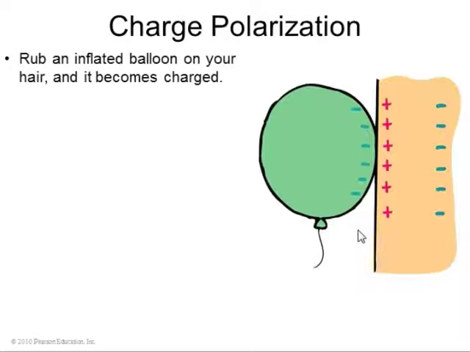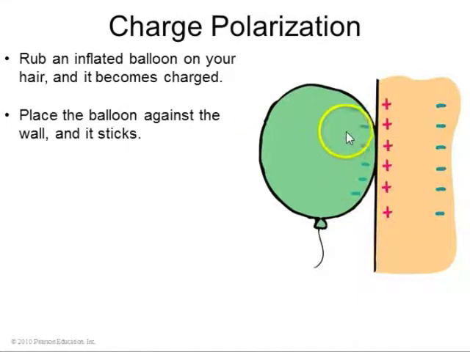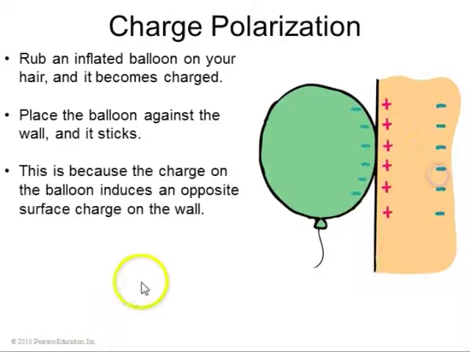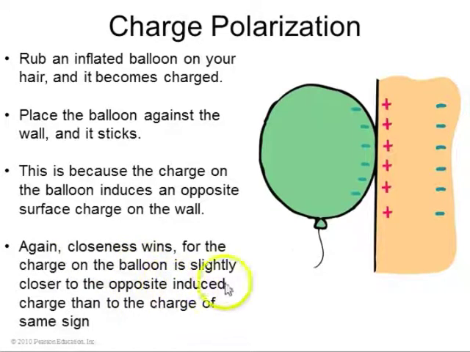And this is why if you rub a balloon against your head, it always is attracted to a wall, because the balloon picks up some charge and then it polarizes the wall. So if the balloon is negative, it pulls positive charges in the wall towards the balloon, negative charges away. Again, closeness wins, so the net force of the wall is pulling it towards the balloon. And by Newton's third law, the balloon is pulled towards the wall.